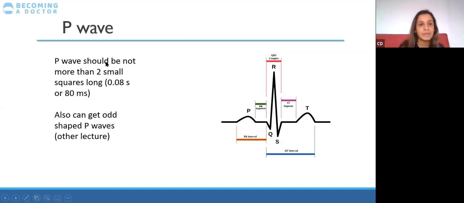Okay, so a P wave should be no more than 2 small squares long. This isn't big squares, it's small squares. So no more than about 80 milliseconds. And as I mentioned before, you can also get oddly shaped P waves. That's what we call the morphology of the wave.